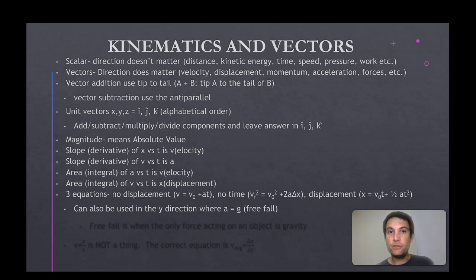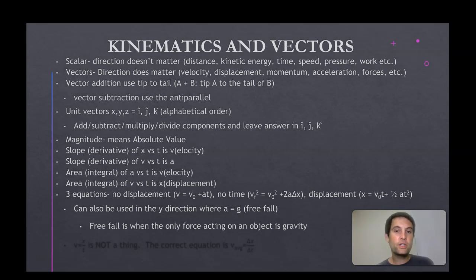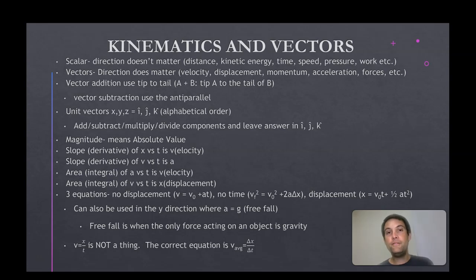These equations can also be used in the y direction. If we have something in free fall, then we'll have acceleration in the y direction as little g, which we're going to just use as 10 meters per second squared. The definition of free fall is when the only force acting on the object is gravity. So the only time your acceleration in the y direction is g is when gravity is the only force acting.